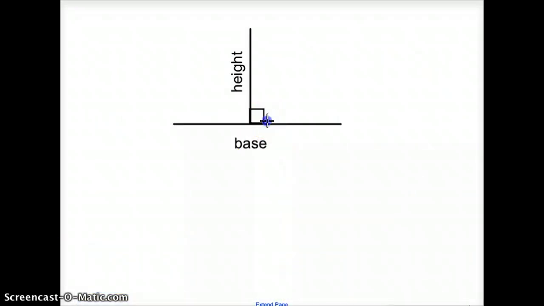So this is kind of the trick that you need to remember. You always, always, always have to have your height and your base perpendicular. They have to form a 90-degree angle. If they do not, then you know what? That's not going to be your height. It has to be straight up and down.